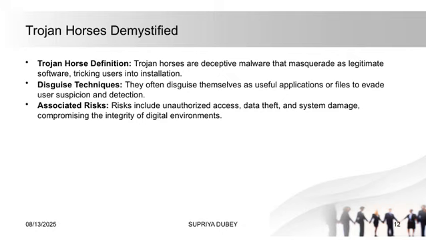Once installed, they can give unauthorized individuals access to your system, leading to data theft or even damage to your system itself. This can compromise the entire digital environment, putting sensitive information and operational integrity at risk. Understanding these tactics and risks is crucial because it underscores the importance of cautious software installation and vigilant security practices. Remember, a Trojan horse might look innocent, but its potential damage can be significant.